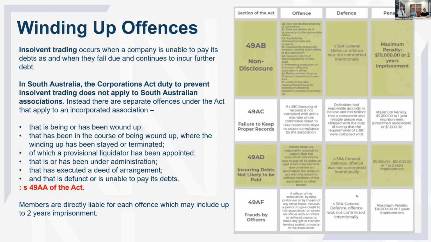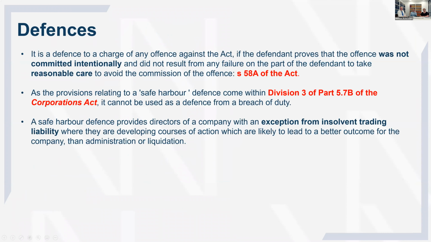So as I mentioned before, the main defences for any of these breaches is that there was no intention, or it didn't result from any failure on the part of the person to take reasonable care to avoid the commission of the offence.